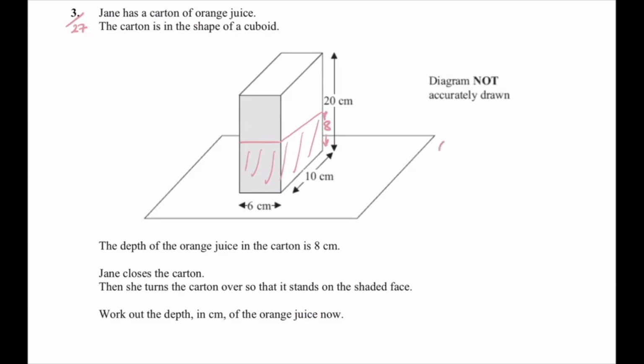So the base is 6 times 10, times that through by the height of 8, and you would end up with 480. So we know that there are 480 cubic centimetres in the carton. Now, when we flip it, and this takes a little bit of visualizing, we will have 6 along the bottom and 20, and we will be 10 high.